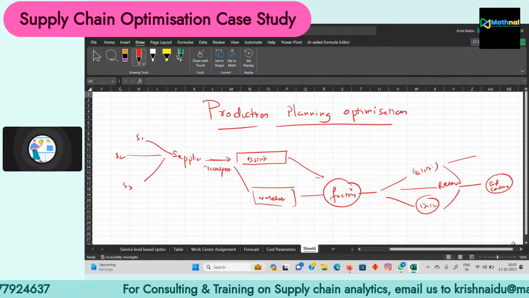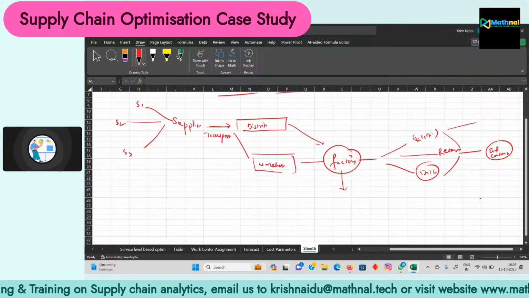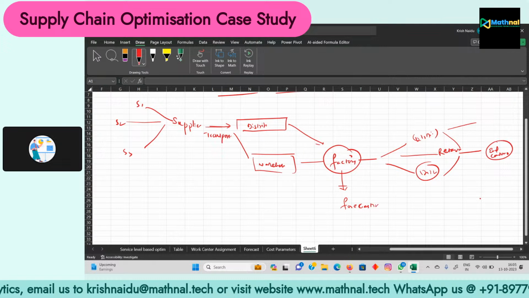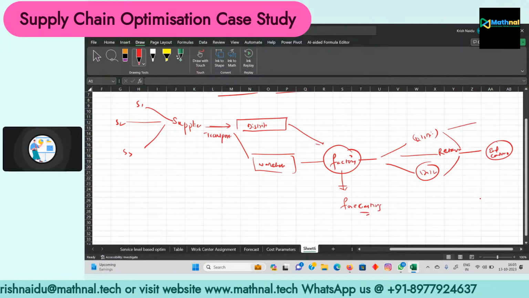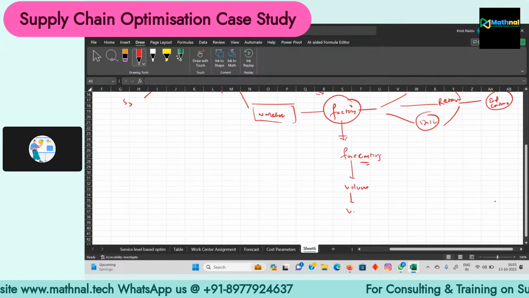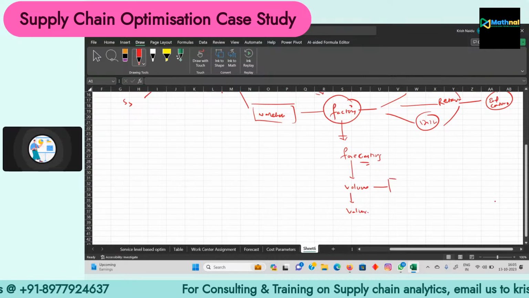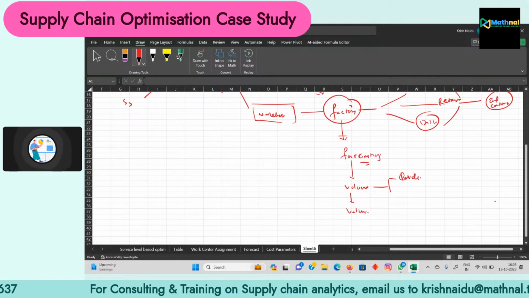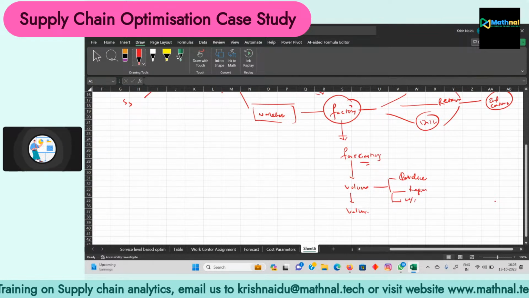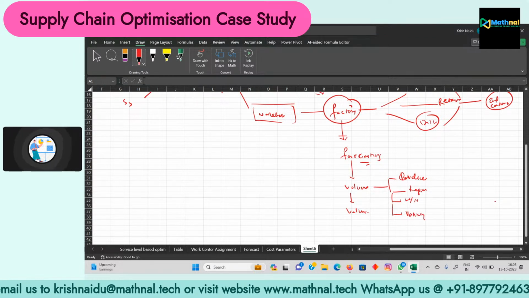We're not building the total complex supply chain. We're building a very simple supply chain. So at the factory, what happens? The forecasting happens. And this forecasting is happening for what? For volume, for value, right? And this volume and value forecasting is happening for various kinds of categories, like product categories, region categories, customer region categories, warehouse categories, variety categories. So various kinds of categories are being forecasted.